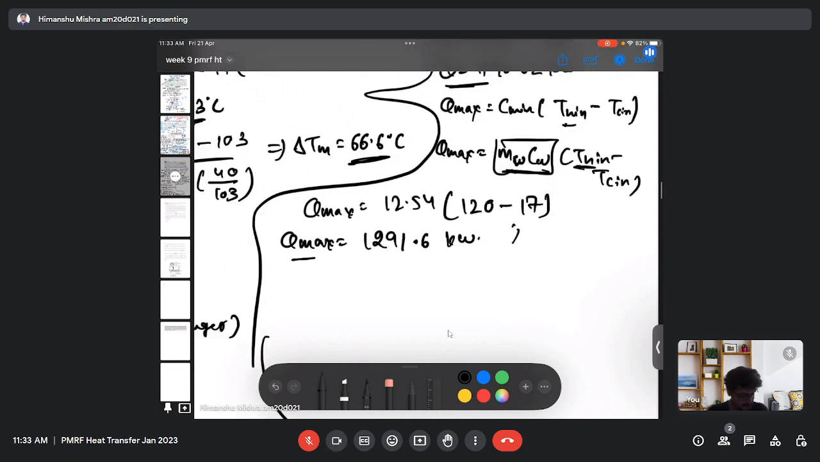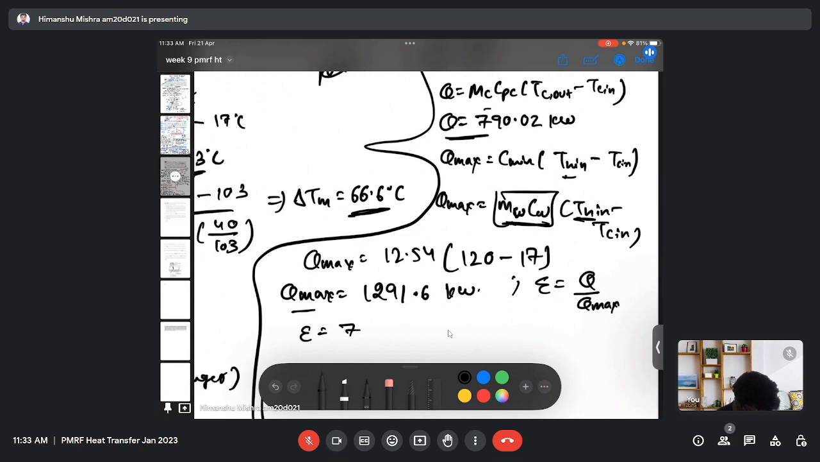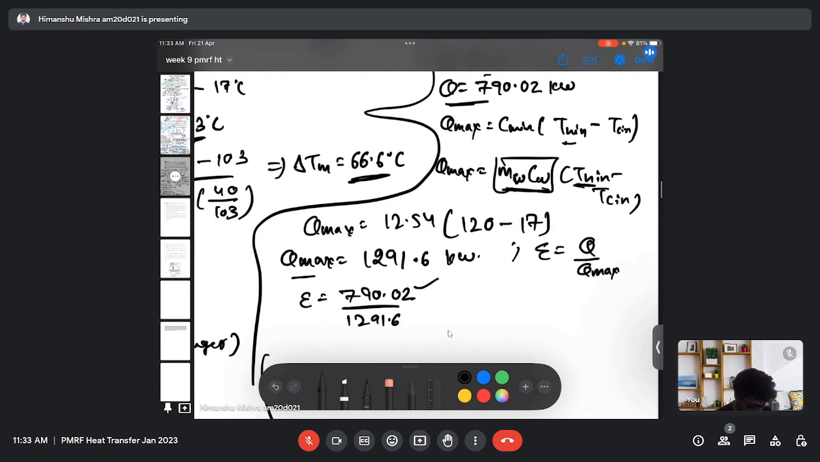Now we have the actual heat transfer and the maximum heat transfer. So we calculate the effectiveness, because in order to use the NTU method, we need effectiveness or NTU. My effectiveness will be 790 divided by 1291. This is my actual heat transfer, and this is my maximum heat transfer. So my effectiveness will be 0.61.